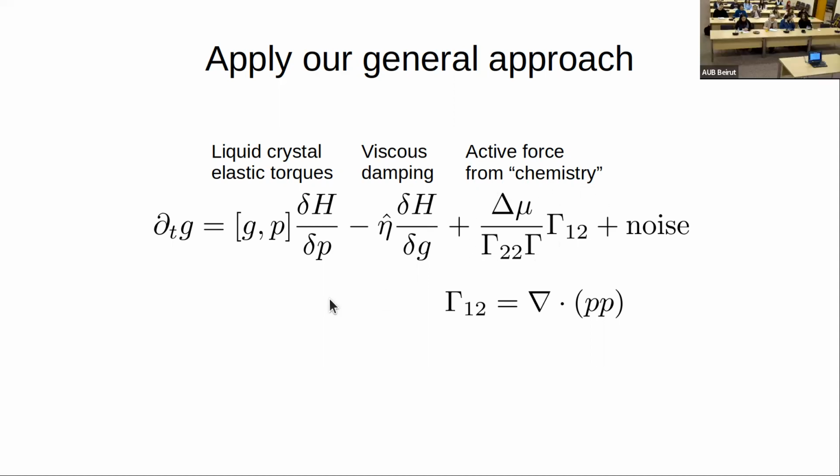Yeah, just to follow up. So G is trying to be conserved, and this is enforcing a choice on gamma 1, 2.